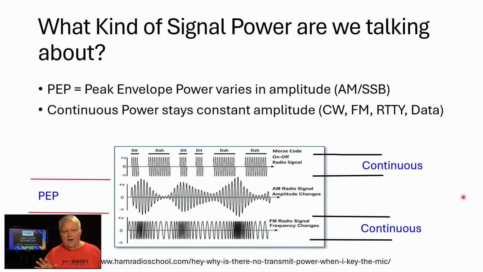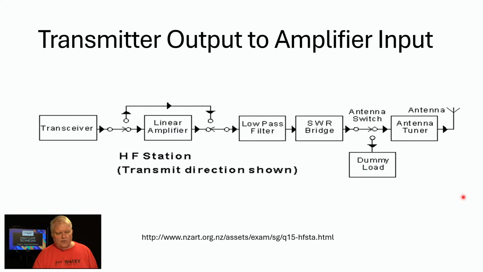We won't talk about how to calculate that here in this class, but we do that in the General and the Extra class as well. So with your transmitter output, here's your transceiver. Remember, transceivers combine transmitters and receivers in one box. We might have a linear amplifier, maybe a low-pass filter, a standing wave ratio bridge to measure antenna matching, and then an antenna tuner and out to the antenna. This is a block diagram of a possible setup that you might have.